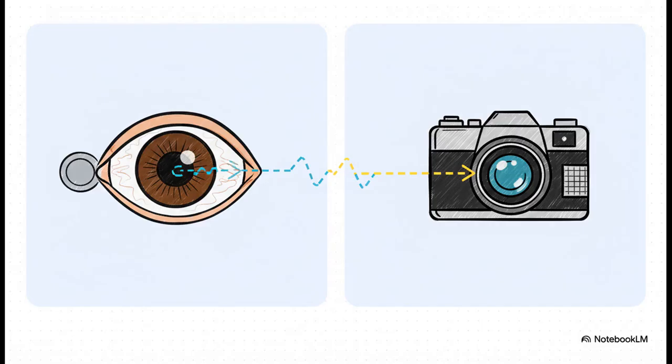So how does the eye really work? Well, a fantastic way to begin is to compare it to something we all know, a camera. Both are amazing optical instruments. You see, your eye has a natural lens that focuses an image onto a light-sensitive screen inside, called the retina. A camera, well, it does the exact same thing, but it focuses the image onto a sensor. This simple comparison is a great starting point for us.